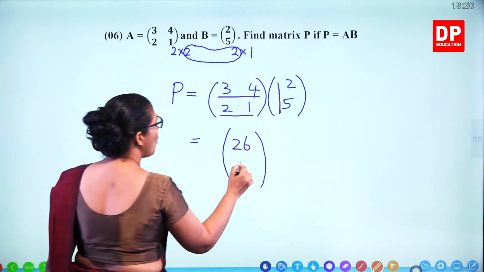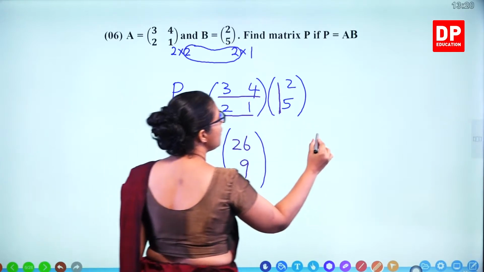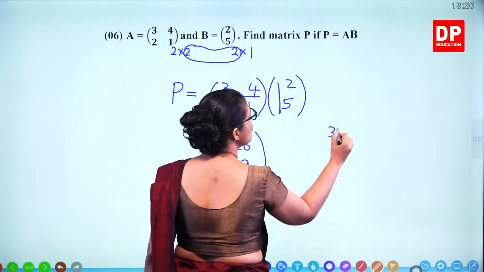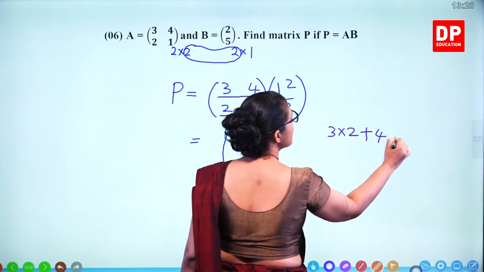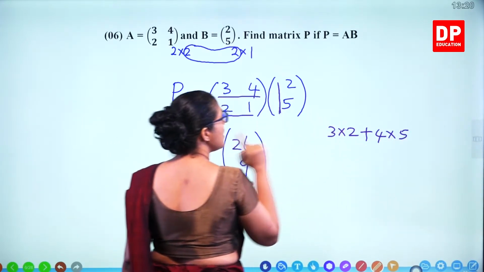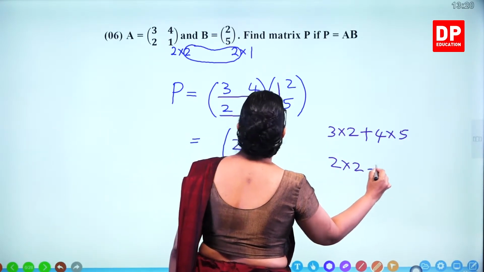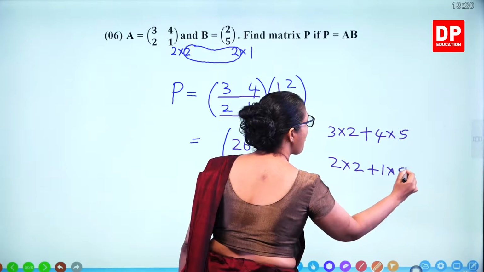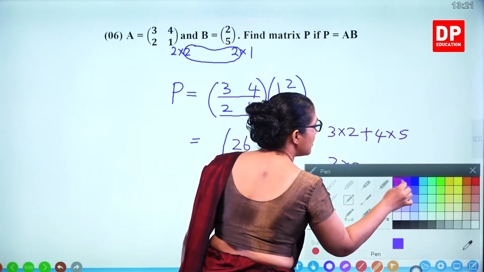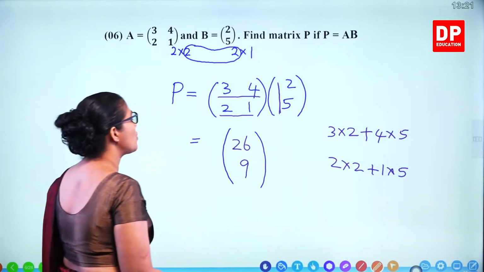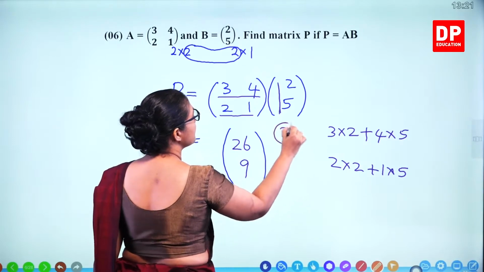5 plus 4, 9. Again, 3, 4: 3 times 2 plus 4 times 5. That's the first value. So 20 plus 6, 26. Next one, 2 times 2 plus 1 times 5. 5 and 4, 9. So this is the P matrix, 26 and 9. So you get 2 marks for this.